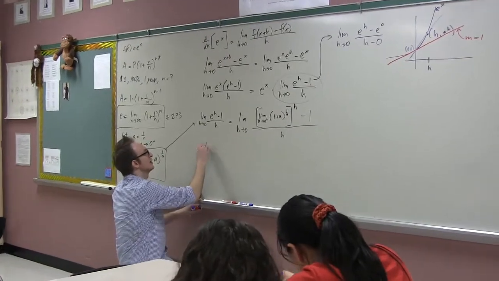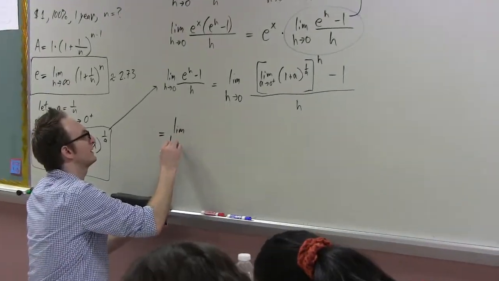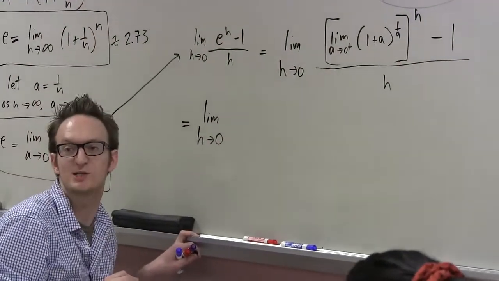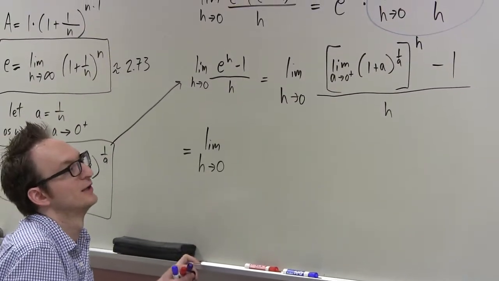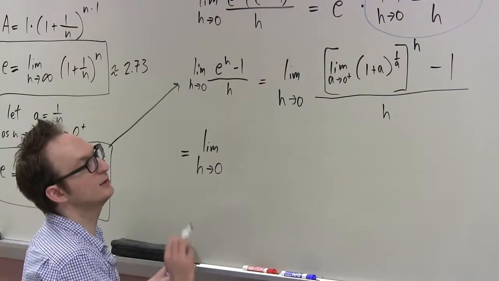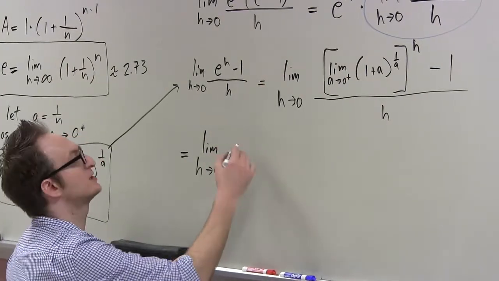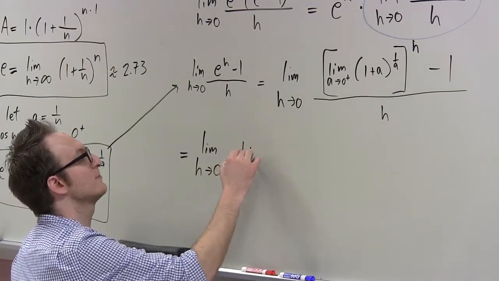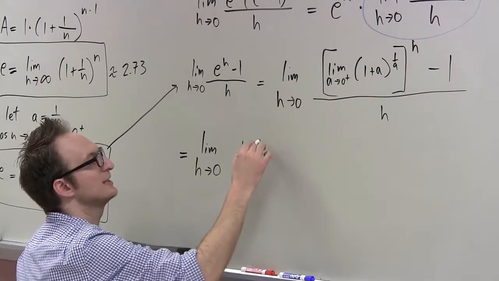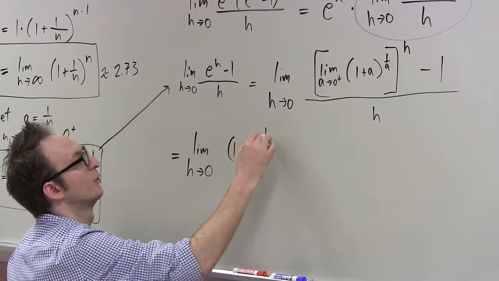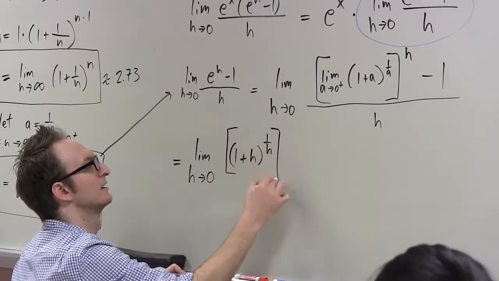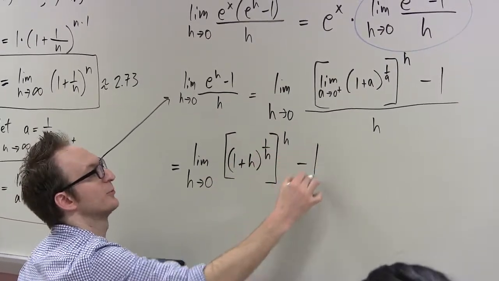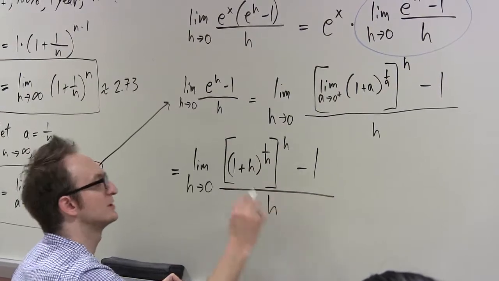So what we're going to do is just replace all the A's with H's, because A is just a number which is very, very, very small, and so is H. So this double limit reduces to 1 plus, instead of A I write H, to the 1 over H. All of that is being raised to the H minus 1 over H.